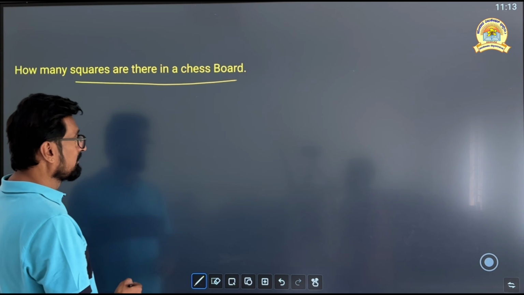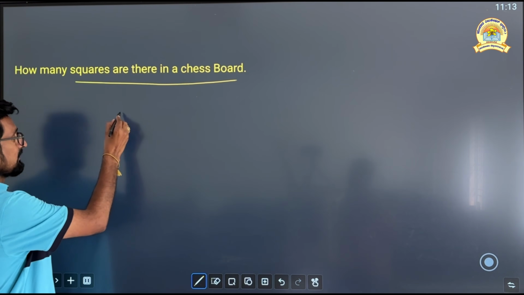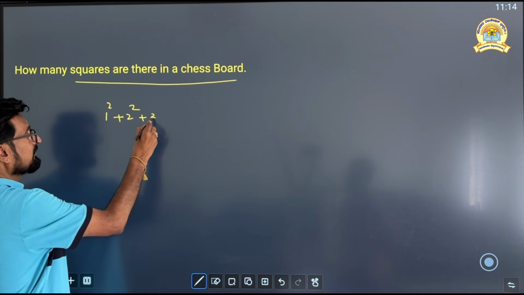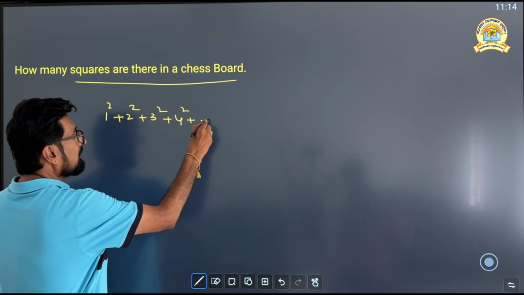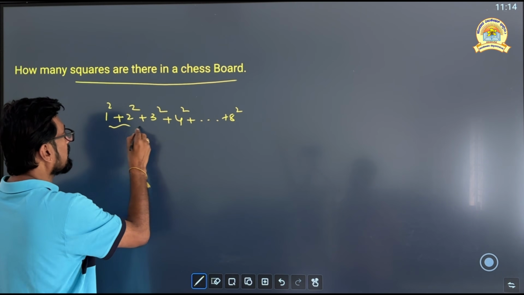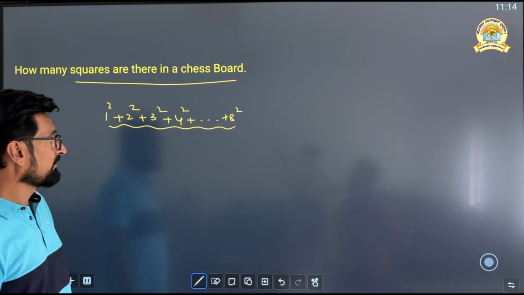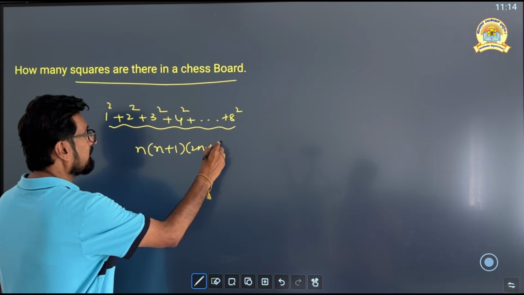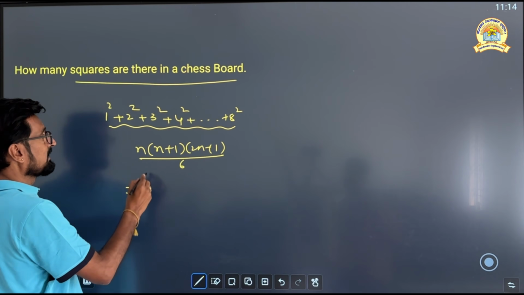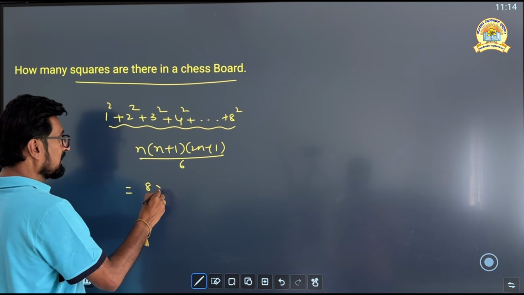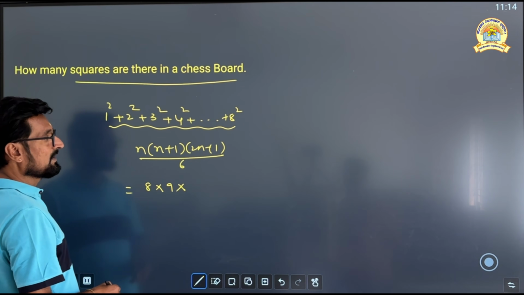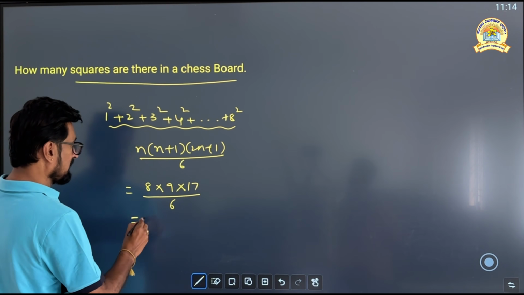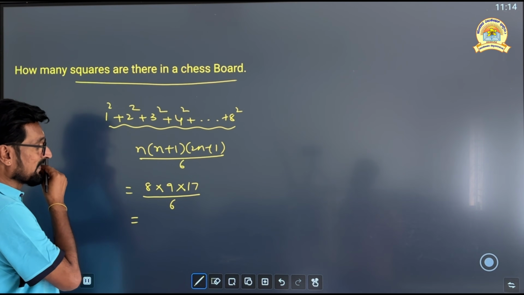We can't count them, so we can go for 1 square, 2 square, 3 square, 4 square, up to 8 square. So you can do this by using one formula: n into n plus 1 into 2n plus 1 by 6. So n is nothing but 8 here. 8 plus 1 is 9. 2n means 16 plus 1 is 17, by 6 is the formula. Now, if you simplify this, you are going to get the answer.